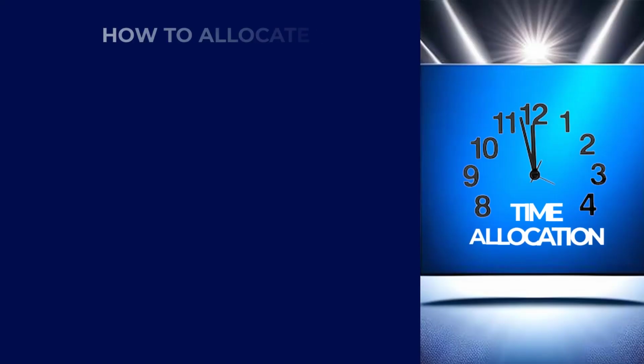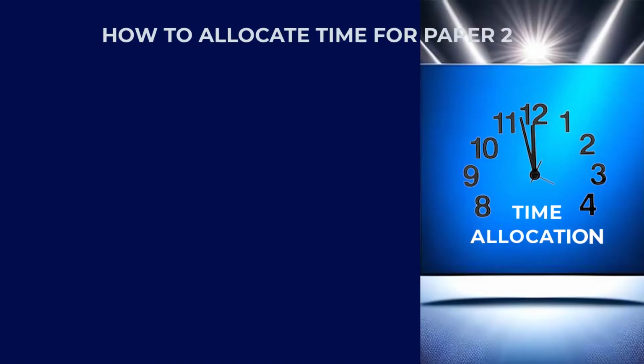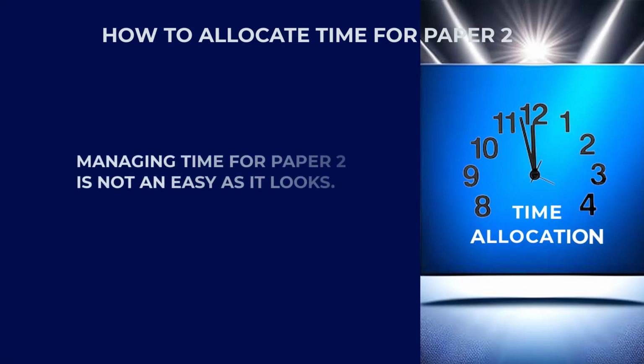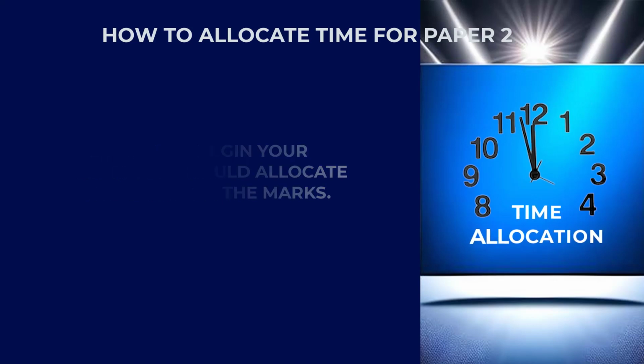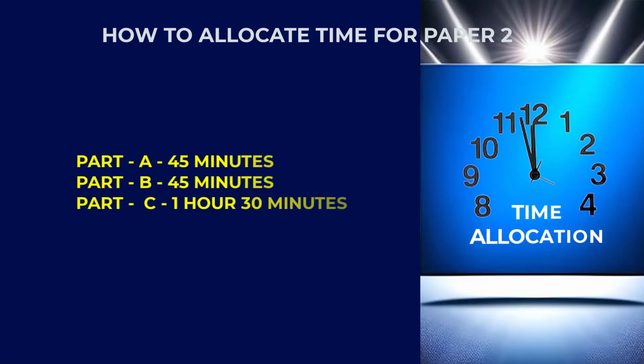But this is something which I've heard from people who have written examinations a number of times. People who have cleared their PhDs could not manage time when it came to paper 2. So bear this in mind. Before you go, you should have a time allocation based on the marks. Part A, 45 minutes. Part B, 45 minutes. Part C, 1 hour 30 minutes.